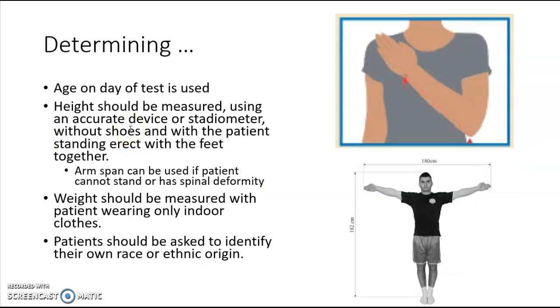So on the day of the test, you want to identify the age of the patient on that day. You want to measure their height using an accurate device, without shoes and with the feet standing erect with feet together. Arm span can be used if a patient cannot stand or has a spinal deformity. Notice in the picture, when you do your arm span, it's from middle finger to middle finger, and the arms should be straight across. Weight should be measured with the patient wearing indoor clothes only. And you should always ask the patient to identify their own race or ethnic origin rather than assuming by your observation.